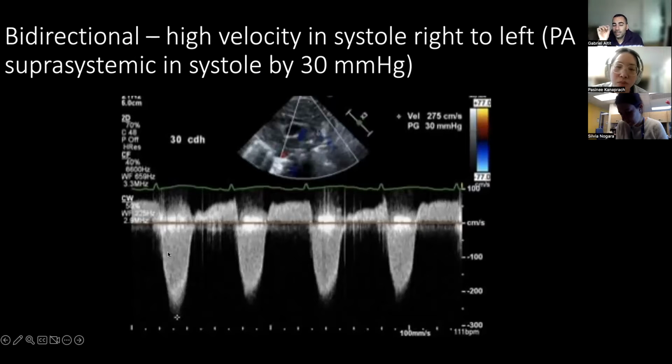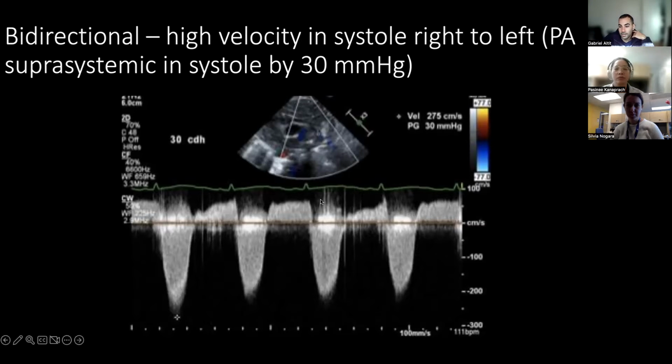So you get a component that there is some degree of restrictiveness. If you see, this patient has a right to left difference of 30 millimeters of mercury. At the time of this echo, this patient had a blood pressure of 60 over 35. So if you're 60 over 35 and you add 30 to your systolic blood pressure, that means the systolic pulmonary pressure was like 90, right? So you're suprasystemic, the systolic pulmonary pressure by 30 millimeters of mercury.